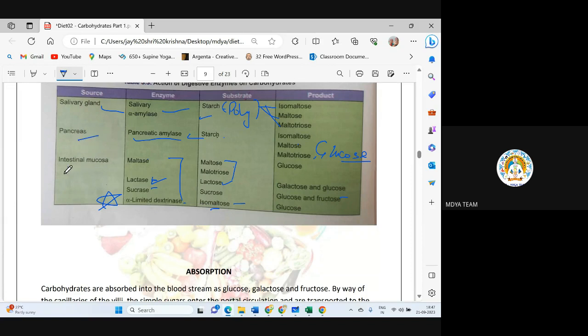And also the remaining part of small intestine has intestinal mucosa. Intestinal mucosa is the wall of the intestine. This has some glands, and these glands release all these enzymes.